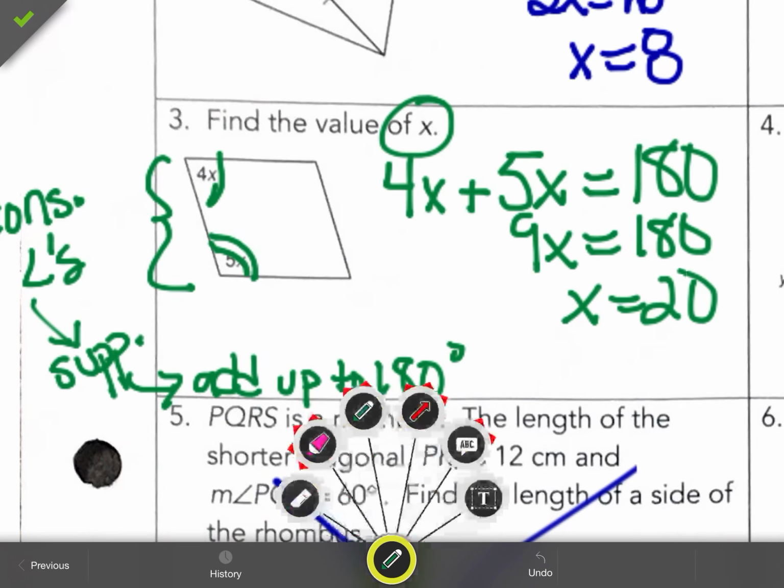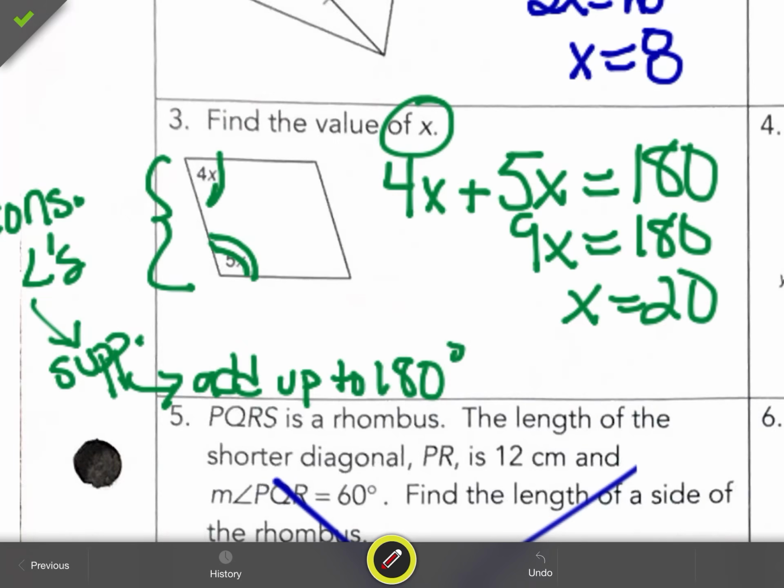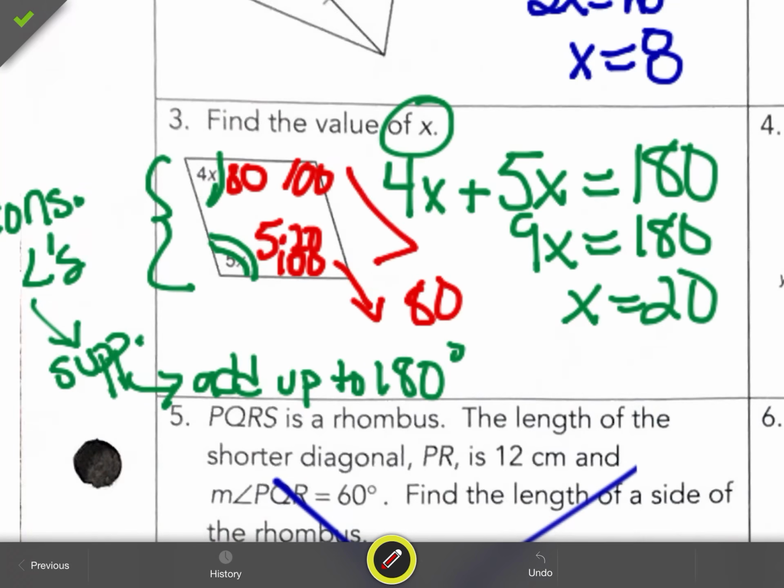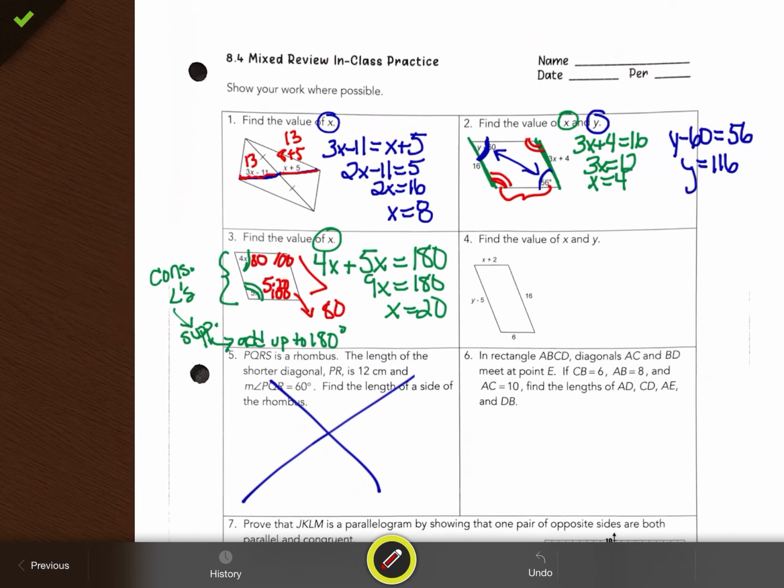Now, they didn't ask, but they could very well ask, what's the actual angle measure? What does this angle actually measure? Then you would go, oh, that's 5 times 20, so this is 100. They could also ask you for this one, that would be 4 times 20, which is 80. They could ask you for this angle over here, that would be 100. It's opposite, and opposite angles are congruent. This angle right here would be 80, opposite angles are congruent. Or you could say the 100 and this angle are consecutive, so they add up to 180. Either way. Just to throw that out there.